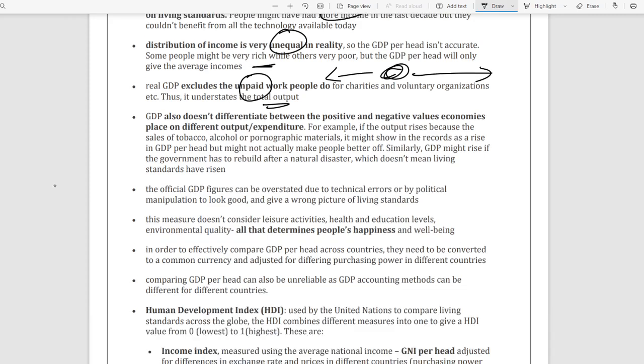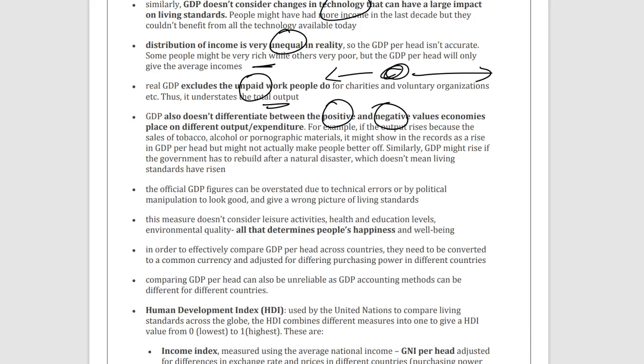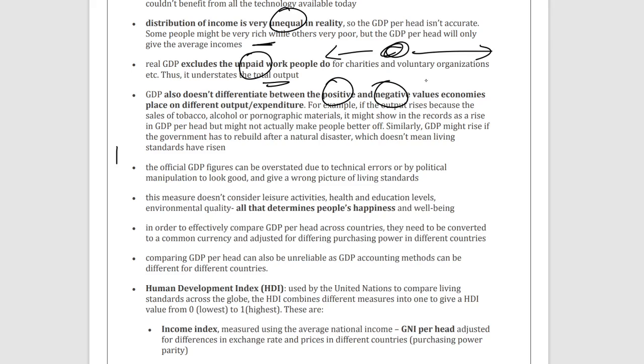The next thing we say is that GDP also does not differentiate between the positive and the negative values of the economies. So for example, if in my country the output rises because of some sort of way, then it will show the rise in GDP. But what if that output increases because of demerit goods, alcohol for example? Because of that, the GDP will never know whether the economy is positive or negative, because the output may increase but in the wrong direction. So there's really no point because the living standards at the end of the day are declining.